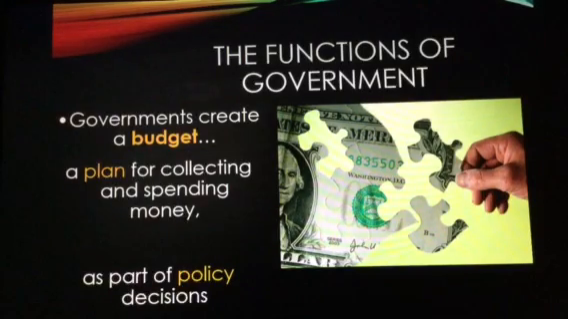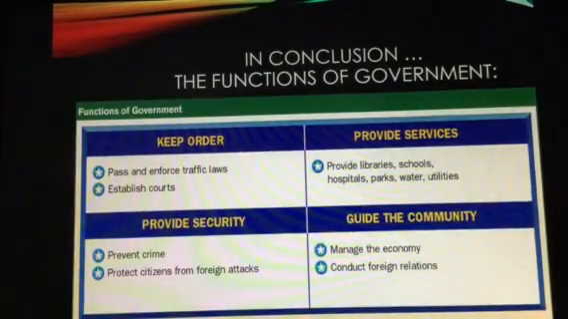Governments create a budget, and their budget also often reflects policy decisions. A budget's a plan for collecting and spending money, and we'll certainly break down the federal government budget. So, in conclusion, to sum up, governments keep order, provide security, provide services, and guide the community through establishing policy. And governments do a lot. And we'll be studying what our government does, how our government works throughout this course.